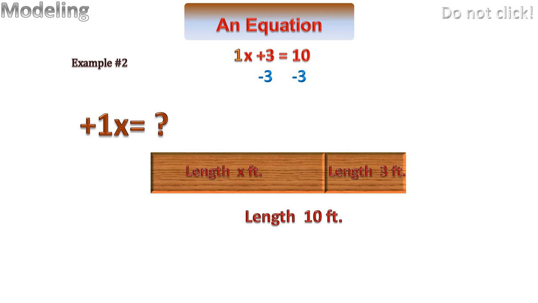We can add negative 3 to both sides, and then positive 3 and negative 3 is just 0. What is left over on the left is just positive 1x, and the right side would be positive 10 and negative 3, which is 7. So the solution is 7. x is 7.